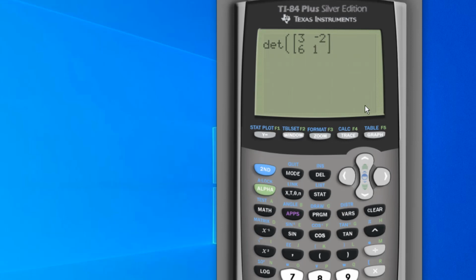And then close parentheses. It might give you the answer without the parentheses, but usually we close it, so I'll put parentheses there, and then I'll hit enter. So this tells me the determinant of this 2 by 2 matrix that has components 3, -2, 6, and 1 is 15. Okay, so that's one way you can compute the determinant of any square matrix. Again, the number of rows has to be the same as the number of columns. So let's clear this out.